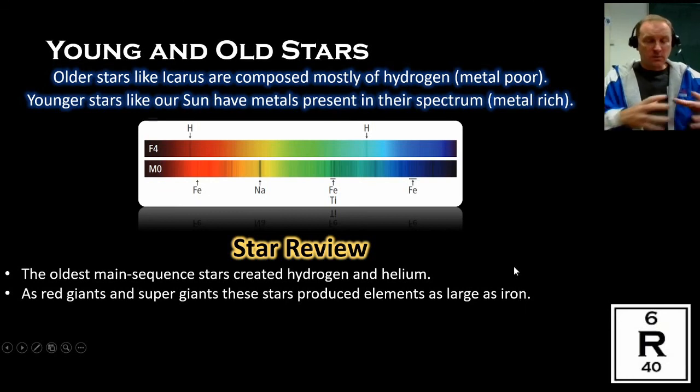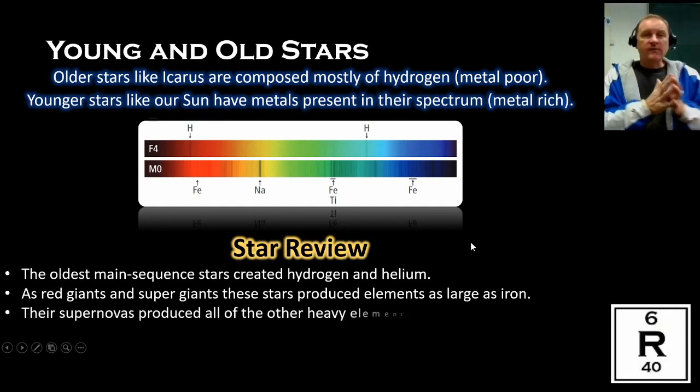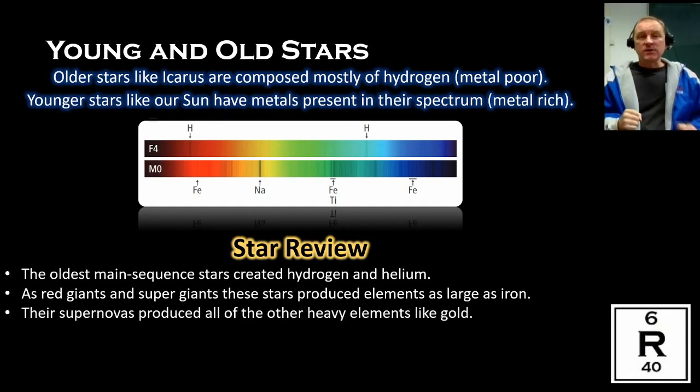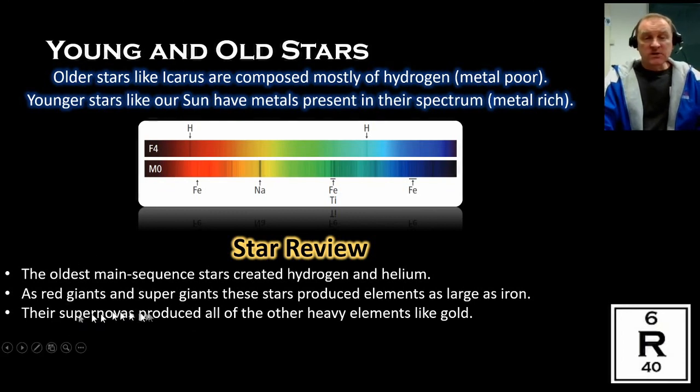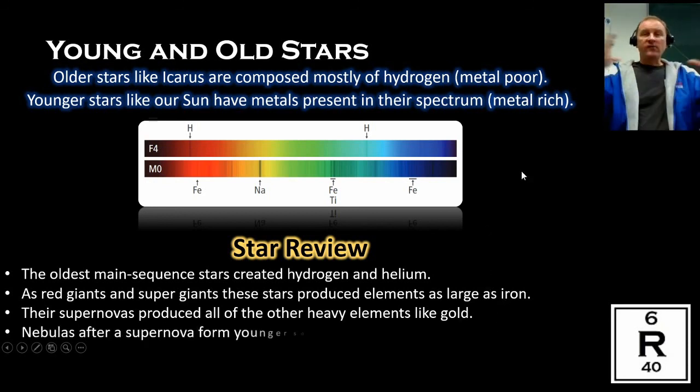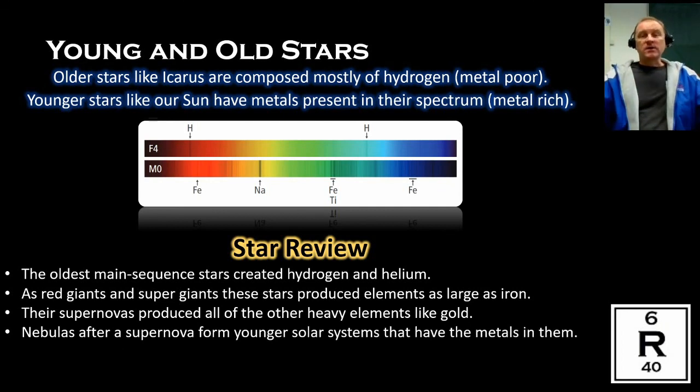Eventually, that runs out. There's no more fuel for the fusion, and everything crashes in on itself, and boom, a huge explosion, and that's a supernova. So the supernova is the process that makes all the other elements that are larger than iron, things like gold, like I mentioned before. And then it all flies out and makes a cloud, and those clouds are called nebulas.